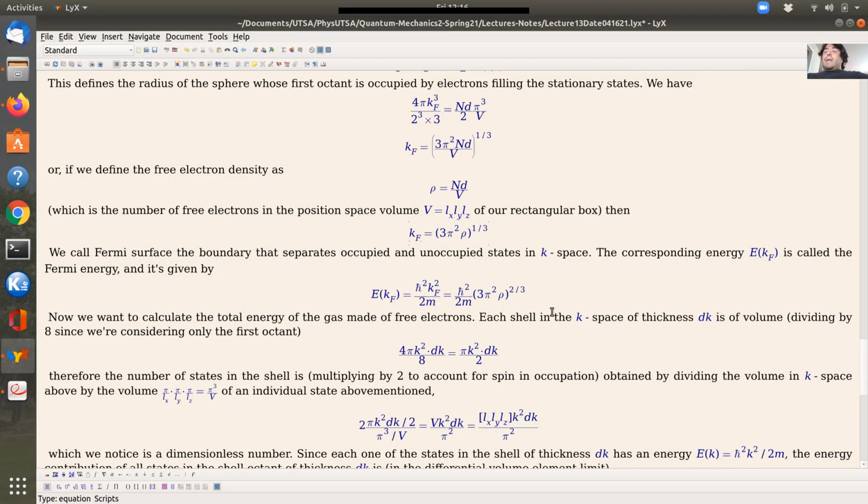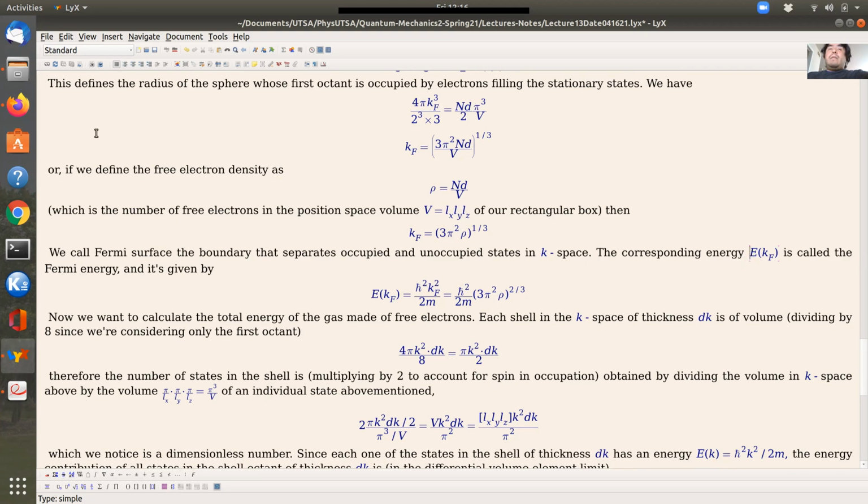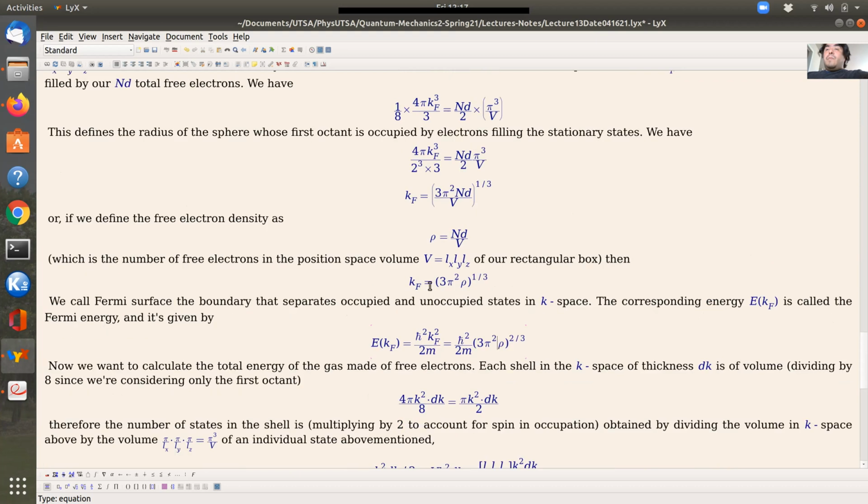And each shell in the K-space of thickness dk is basically of the following volume. So that also defines this as the Fermi energy. Once we have found the boundary that separates occupied and unoccupied states, the energy related to that surface is called the Fermi energy. That's important. So this is why the k has a subindex F. You only have to plug in the result that you have over here. And this is the energy at this k squared, plugging in this result above.